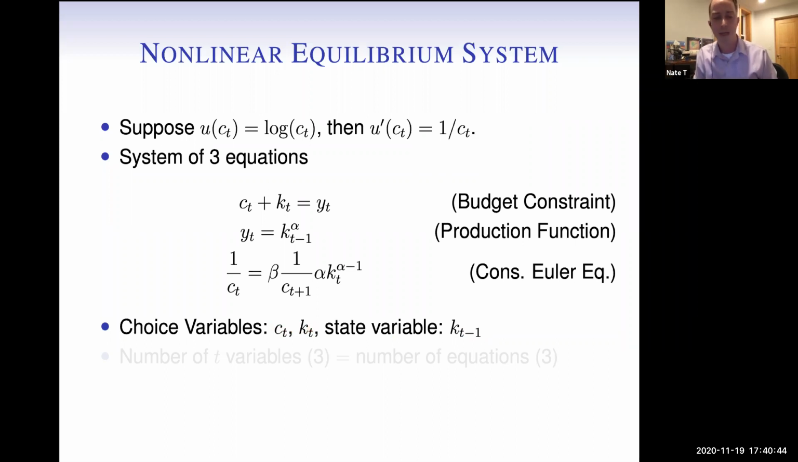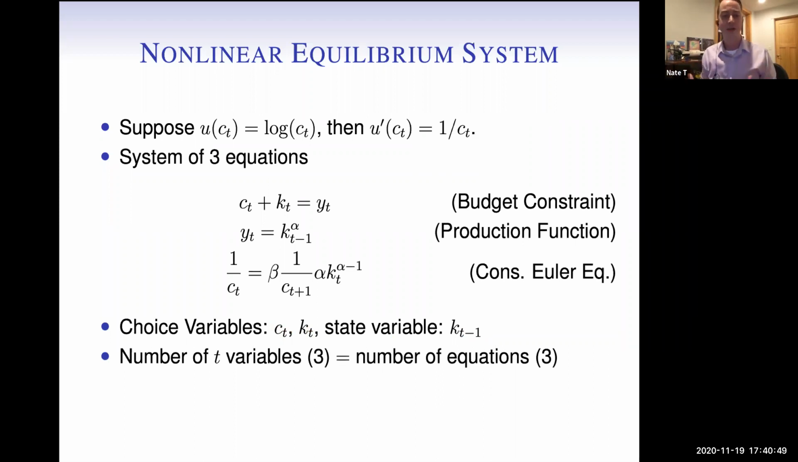And then with all systems of equations, whether they're linear or nonlinear, we should have the same number of variables as equations. So when it's a dynamic system like this, I'm just keeping track of the time t variables. So the time t variables are consumption today, investment today, and output today. So we got 3 variables, and we've got 3 equations. So that's good. That means there could be a solution to this system of equations. Not guaranteed that there's a solution, but there could be.